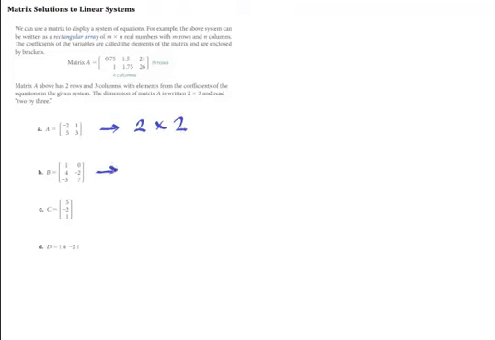For matrix B, we can see that we have 3 rows and 2 columns. So this one is a 3 by 2. This is describing the size of the matrix. For question C, we have 3 rows and 1 column. This is a 3 by 1 matrix. For D, we have 1 row and 2 columns. This happens to be a 1 by 2 matrix. Just describing the size of our matrices first.